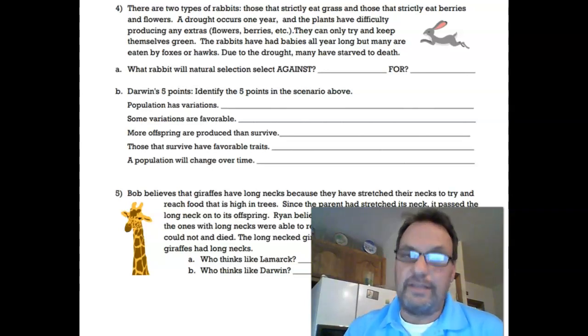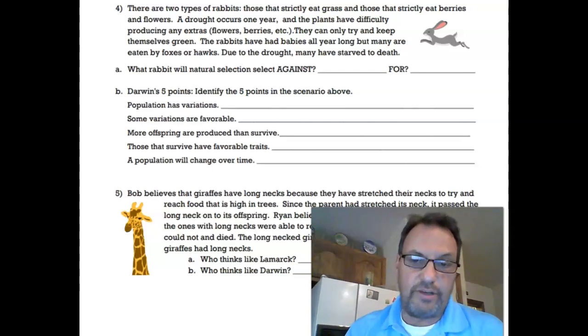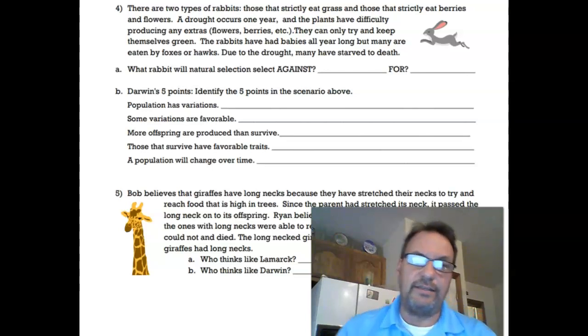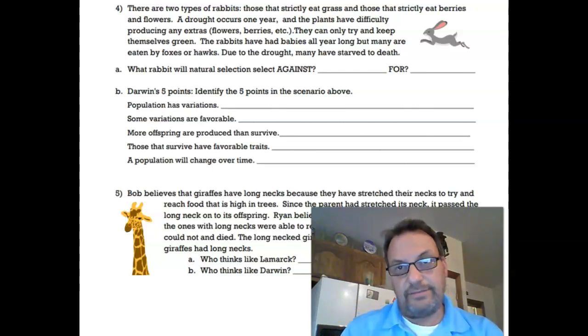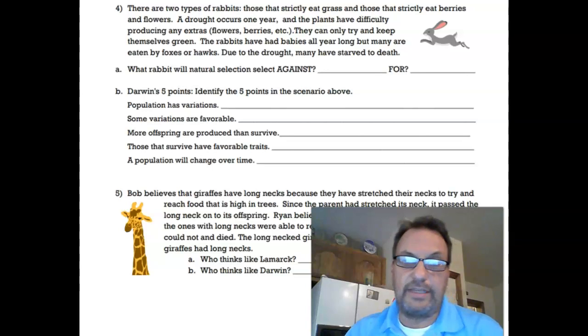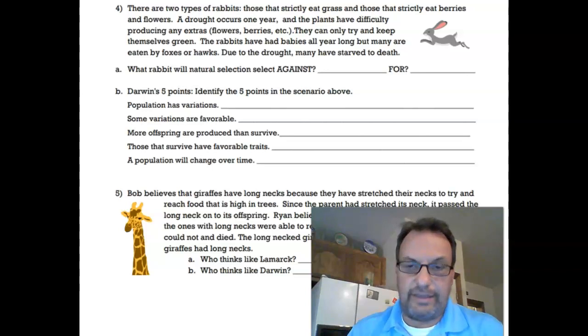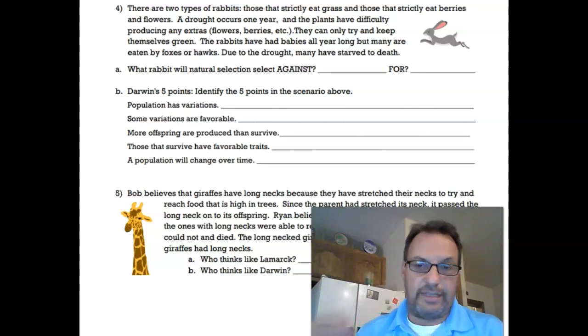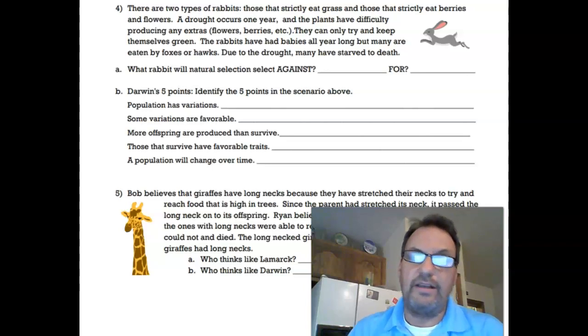But in this case, we're talking about a different variation or a different trait of the rabbits. In this one, it's about their diet. It's what they eat. There are some rabbits that strictly eat grass and some that eat berries and flowers. Okay, that's all fine and good, but then one year there was a drought. And you know that a drought means there's a lack of precipitation. And the plants were having difficulty staying alive. They certainly didn't have enough water to produce any extras like berries or flowers or whatever. All they could do was to try and keep themselves green. So it was just the grass that was there.